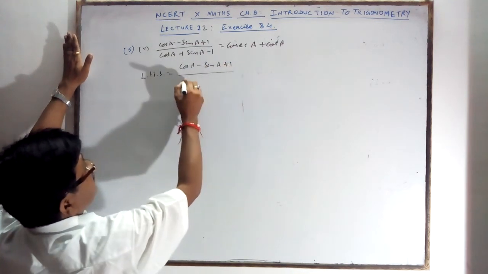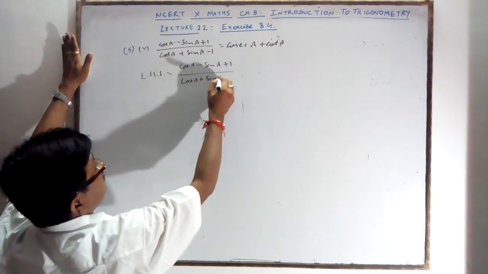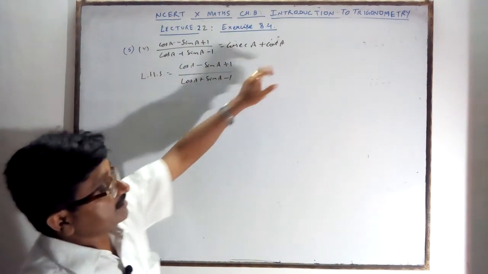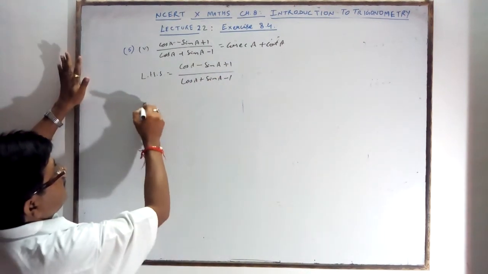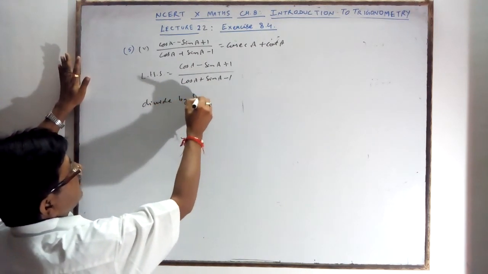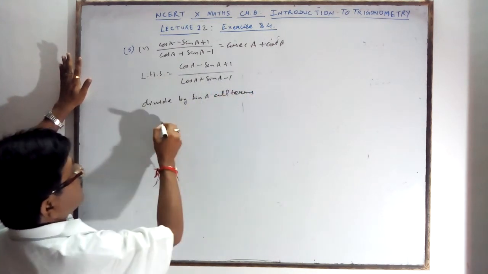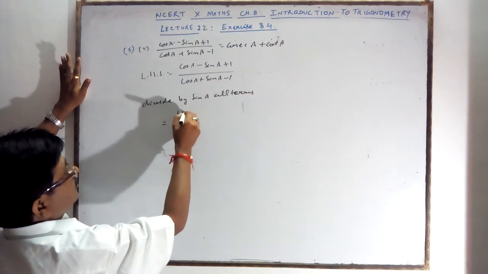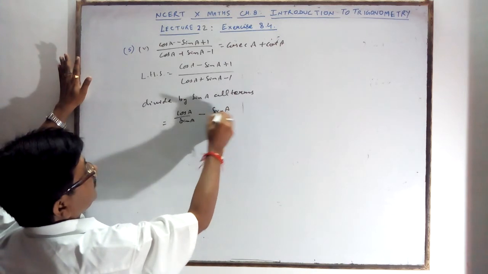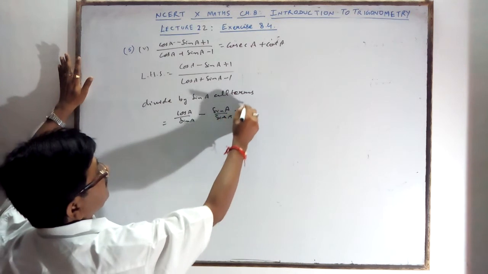According to the right side, it will be decided by which trigonometric ratio you will divide. Because here sine is in both denominators, divide by sine. Divide by sin A all the terms, numerator and denominator. So cos A upon sin A minus sin A upon sin A plus 1 upon sin A.